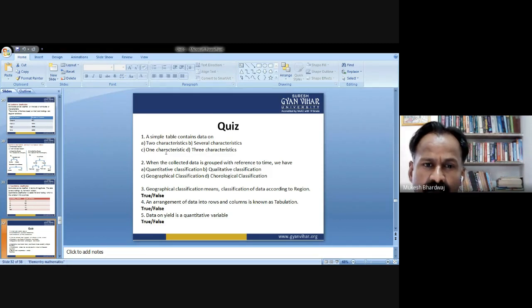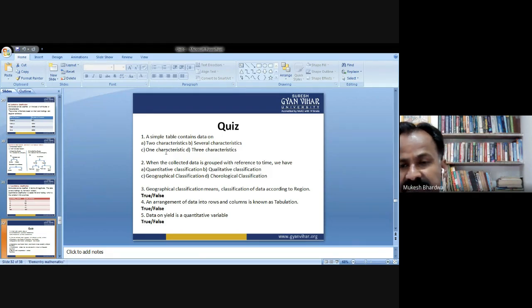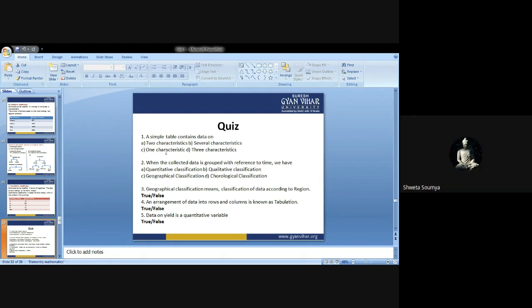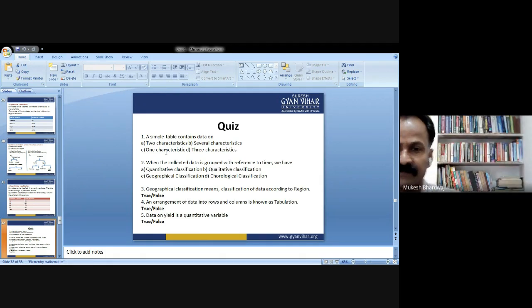Okay. Question number two: when the collected data is grouped with reference to time, we have, which we just completed last, quantitative classification, qualitative classification, geographical classification, or chronological classification. If the data is grouped with reference to time, it is chronological classification. Right answer.